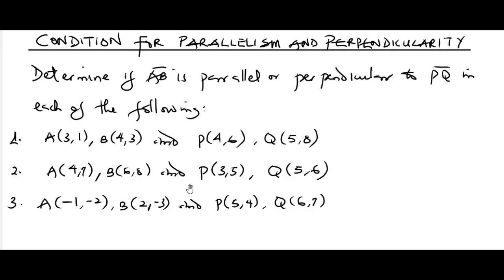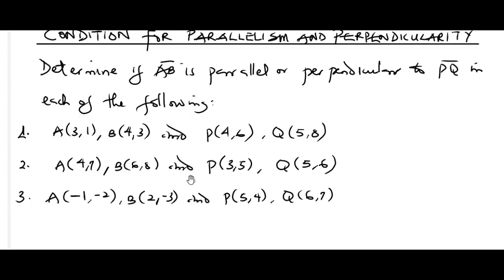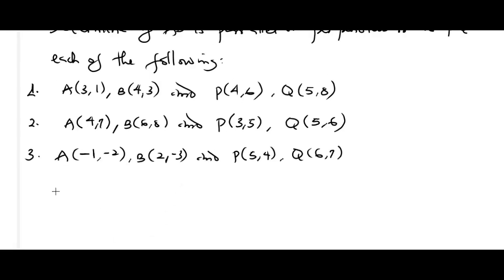So there are times that you'll be required to determine if a line segment is parallel to another line or if it is perpendicular, if a straight line is parallel or perpendicular to another. So this question says determine if line AB is parallel or perpendicular to line PQ in each of the following. So the first thing I want to do is give you the condition for parallelism.